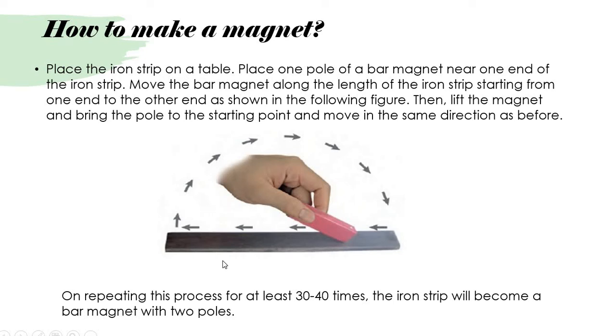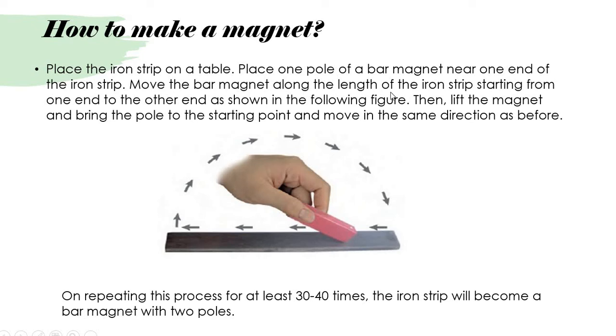As you can see, this one is the iron strip. So place any iron strip or even the iron nail, iron rod, on a table. Place one pole of a bar magnet near one end of the iron strip. Take one bar magnet and place one end of the bar magnet to one end of the iron strip, as you can see here in this picture.